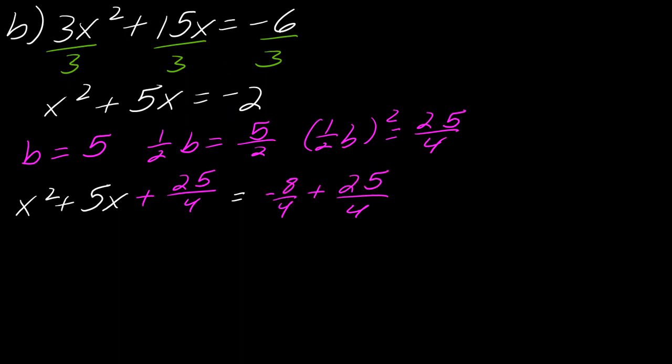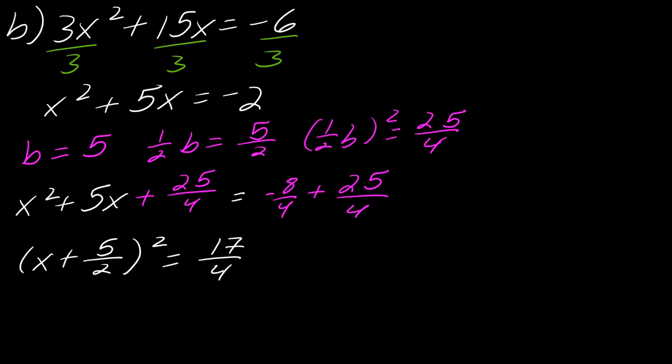So now, let's keep going. If I do x plus 5 over 2, right, it's always this, that is going to allow me to factor this. And then this will equal, let's see, 17 over 4.